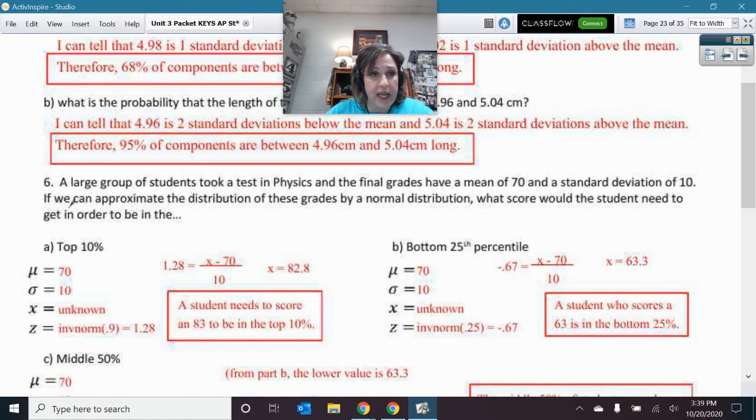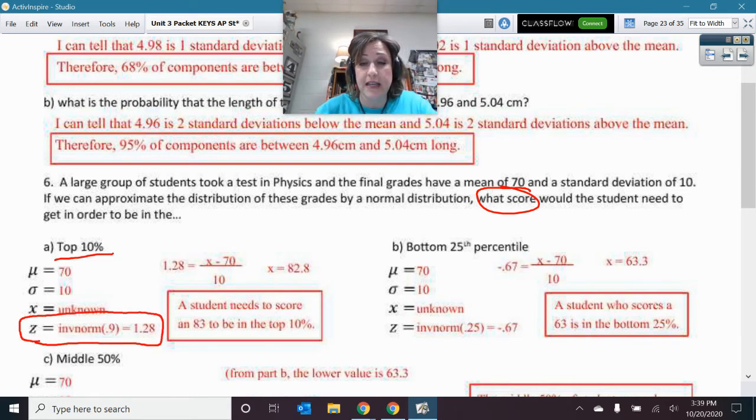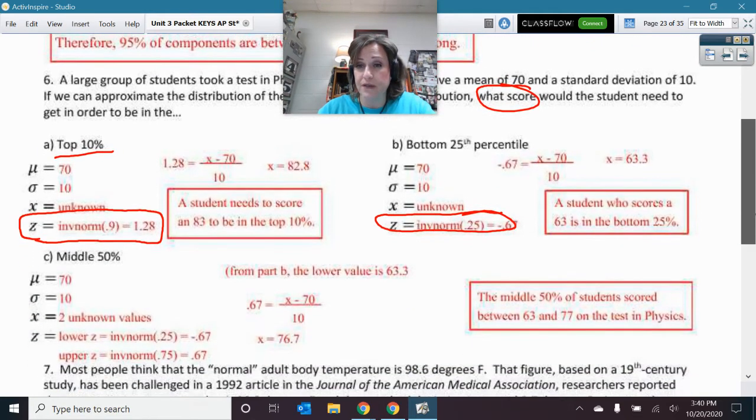Alrighty then. So here we want to know what score. So we want to know the context value, the x value, to be in the top 10%. So top 10% means you are above 90% of people. So that's a z-score of 1.28. Set it up, and you need to have an 83 to be in the top 10%. Okay, bottom 25th. So that is the area below. So I inverse normed 0.25 to get this negative 0.65 z-score and then solved.